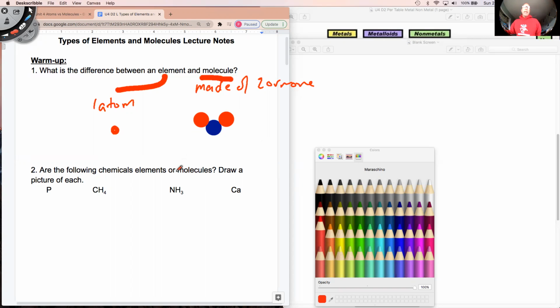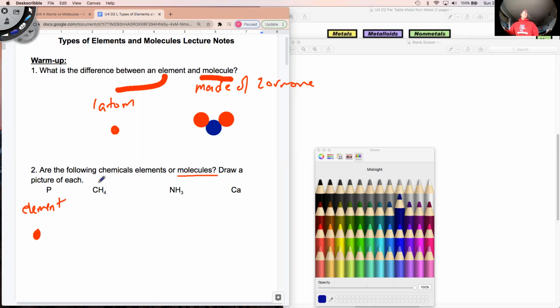So let's take a quick look down below. You can see here, we have P, which is phosphorus, ladies and gentlemen. Phosphorus, is that an element or is that a molecule? Well, since there's only one, then P is just phosphorus, so that is going to be an element. It would just be the element of phosphorus.